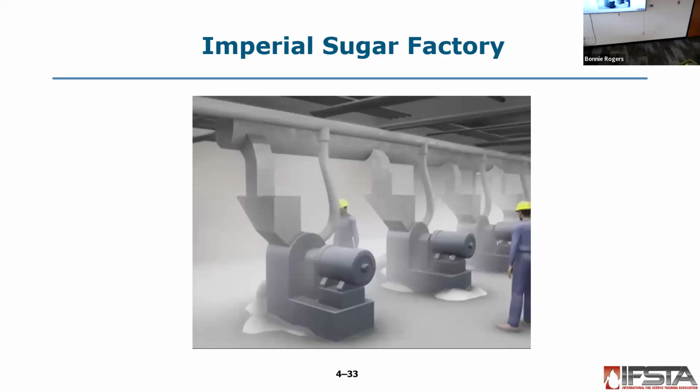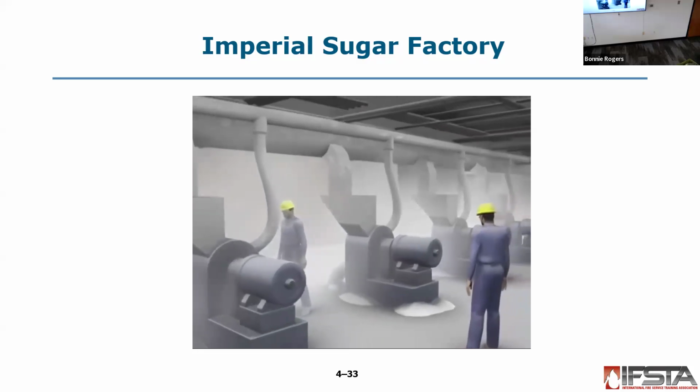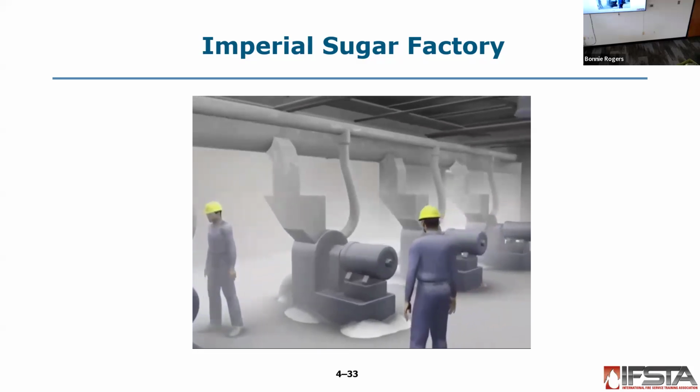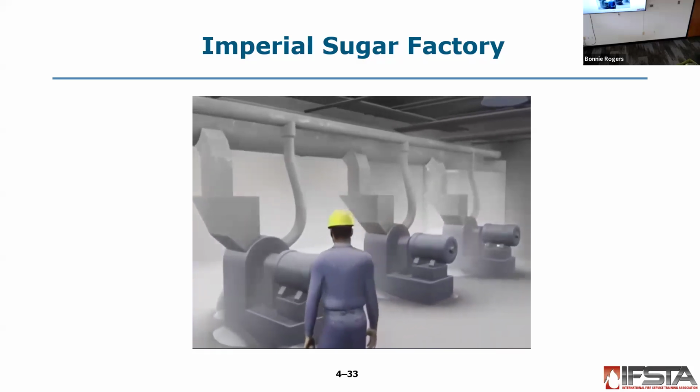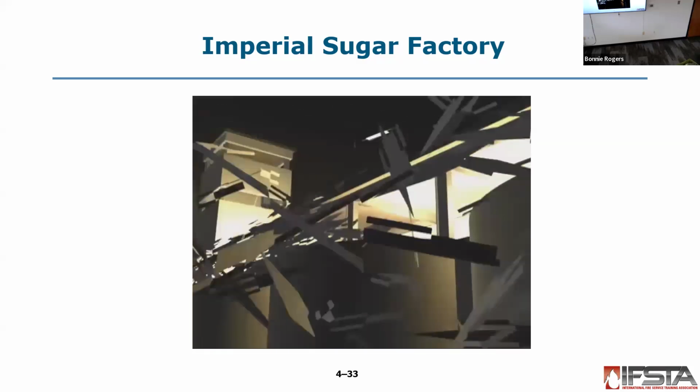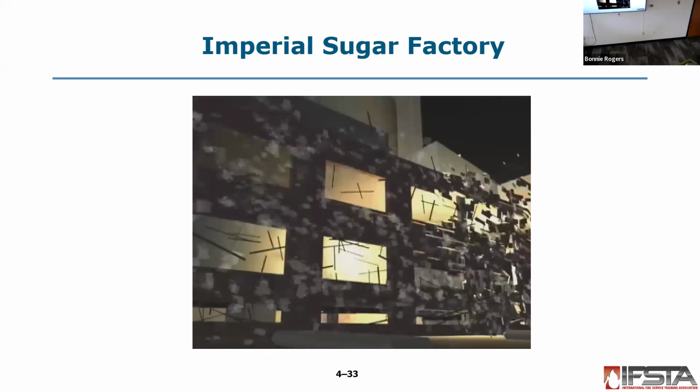Less than 2 months before the disaster, an internal inspection showed that many tons of sugar were still regularly spilling onto the floors. This provided much of the fuel for the massive secondary explosions and fires.